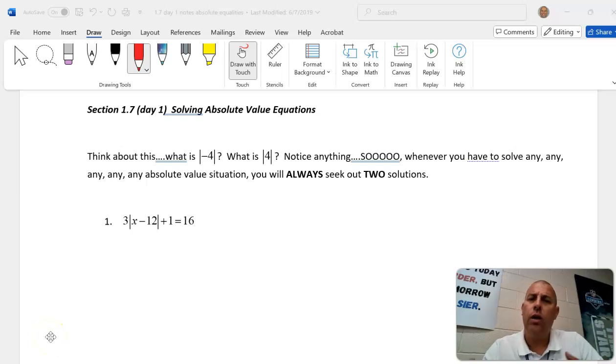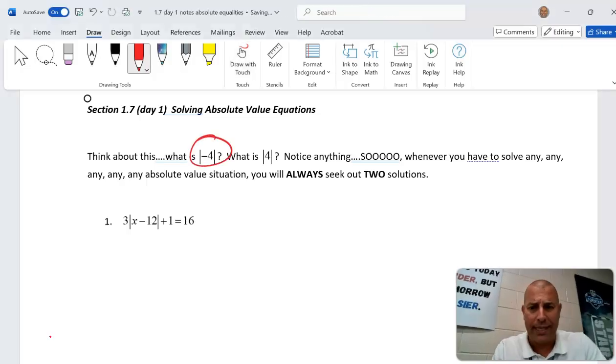Okay, so solving absolute value equations. We've got to keep in mind here, as the first statement gets into this, is hey, the absolute value of -4. What is that? Well, it's 4. All right. Well, what about the absolute value of 4? Well, yeah, that's also 4.